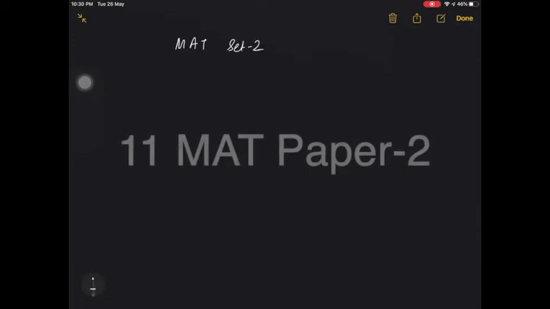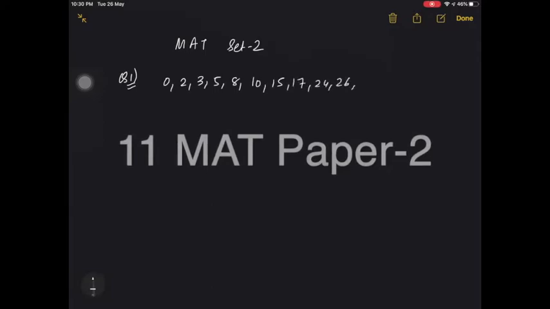Okay, let's start with the discussion of mental ability math. Set 2. Question number 1. A sequence is given to you. If you observe the sequence properly: 0, 2, 3, 5, 8, 10, 15, 17, 24, 26. I have to find out the next term in the sequence.